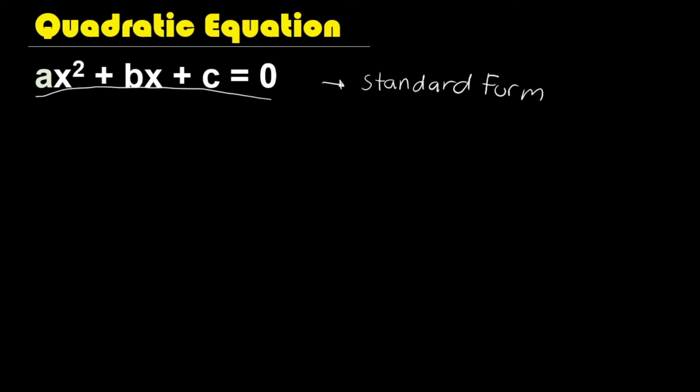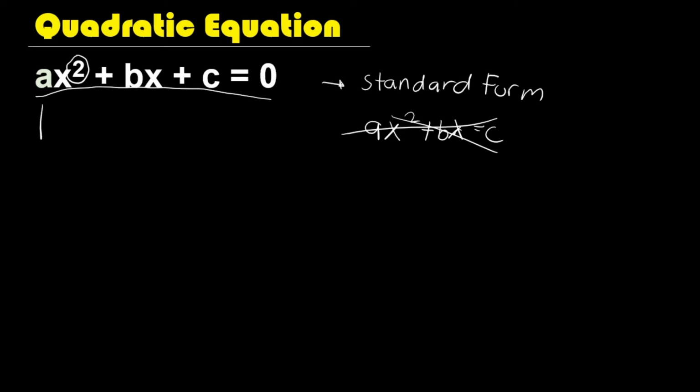Meron din tayong general form, which is, imbis na naka-equate siya sa 0, naka-equate na siya kay c. Parang ganyan, guys: ax squared plus bx is equal to c. Hindi natin to ginagamit talaga pagdating sa quadratic equation, so hindi natin yan gagamitin. Dito lang tayo magpo-focus sa standard form. So, pag standard form, naka-equate po siya sa 0. Ngayon, ang quadratic equation, ang highest exponent niya ay 2.